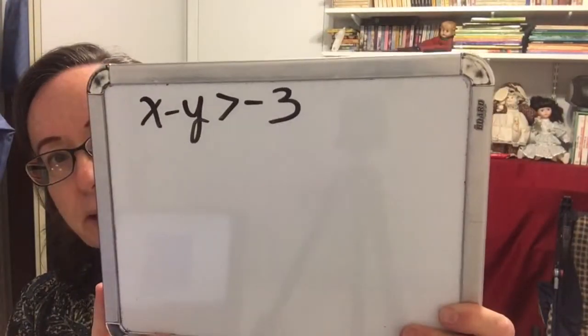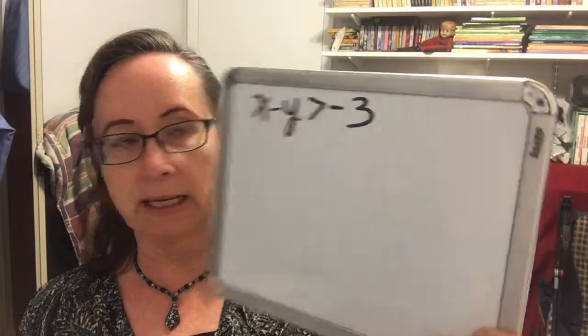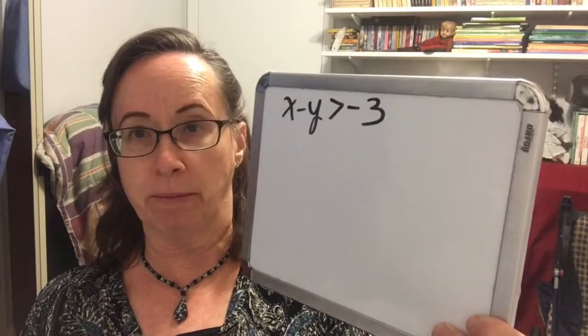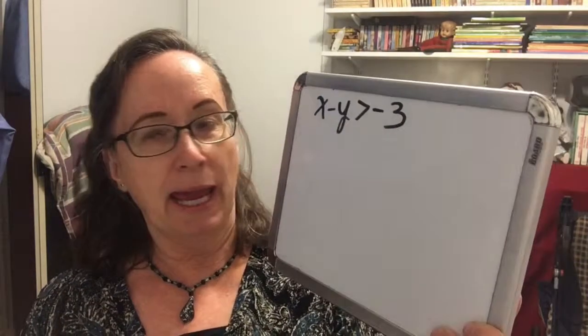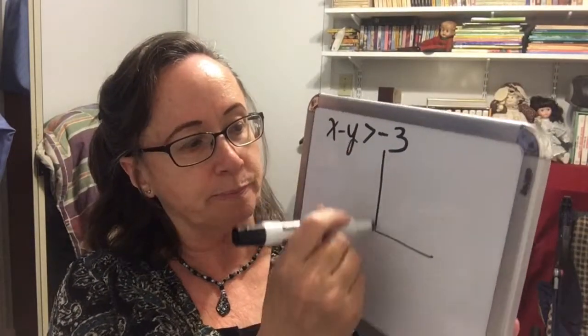Okay, so the next one that we're doing is this one. And this one is not in slope-intercept form. It's in standard form, isn't it? So that doesn't mean we can't graph it. If it's in standard form, I will usually graph it in standard form, and I use my x and y intercepts. So I'm going to go ahead and do that with this one.